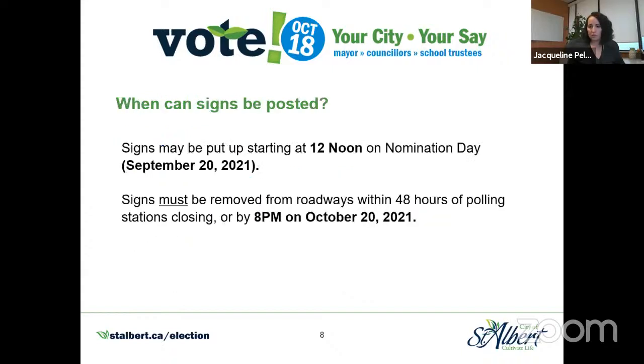Just to finish up this section on signage, please note that signs can only go up after 12 noon on September 20th. That's the nomination deadline. Signs must be removed from roadways within 48 hours after the close of voting stations, or by 8 p.m. on October 20th.